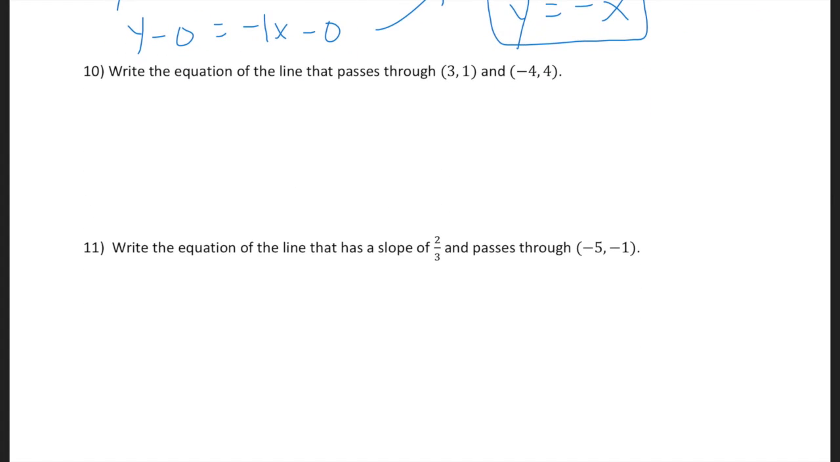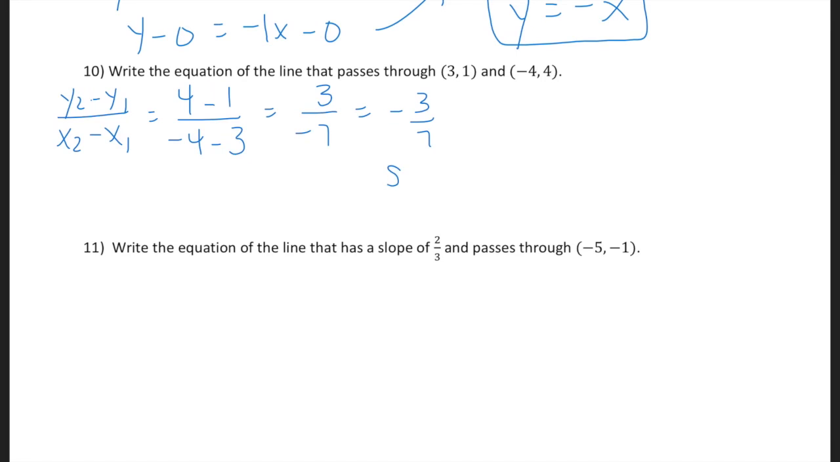Number 10, write the equation of the line that passes through 3, 1 and -4, 4. So first thing I need to do is find the slope. So y2 is 4, y1 is 1, x2 is -4, x1 is 3. So this would be -3/7. That's your slope.